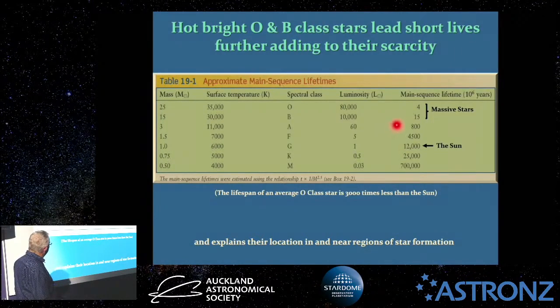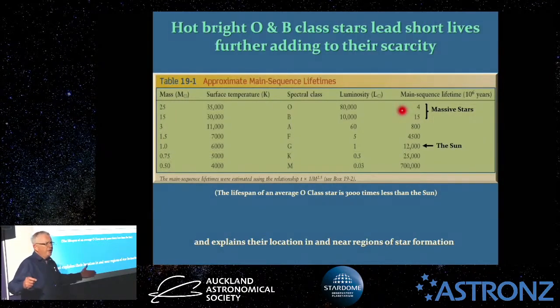But look at these massive stars here. You've got 25 and 15 solar masses. Look at them. The 25 solar masses are only going to spend 4 million years on the main sequence, a measly amount of time compared with the smaller stars. Look at the M-class stars, 700,000, which is 700 billion years on the main sequence. So they spend a lot.